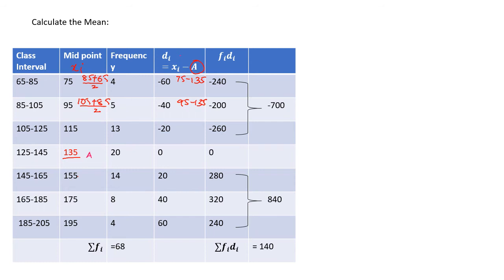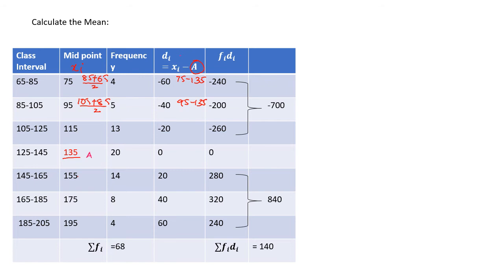135 minus 135 is 0. 155 minus 135, so now 155 is bigger than 135, so we have 20. 175 minus 135 is 40. 195 minus 135 is 60. So we got di. Now we'll calculate fidi. fi is 4. 4 into minus 60 will give you minus 240. 5 into minus 40 is minus 200. 13 into minus 20 is minus 260. 20 into 0 is 0. 14 into 20 is 280. 8 into 40 is 320, 4 into 60 is 240.